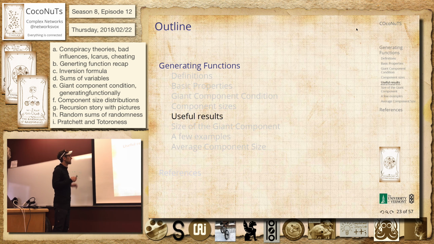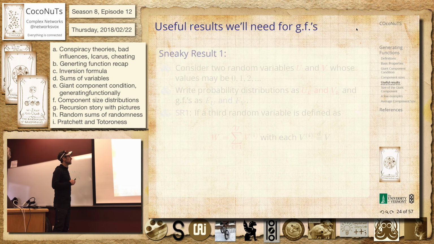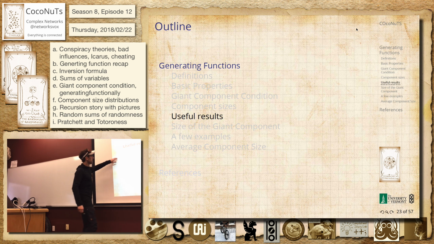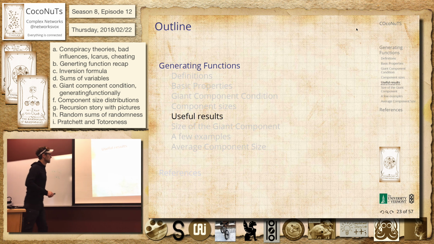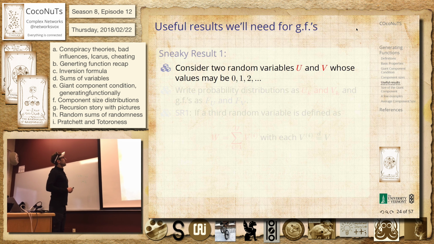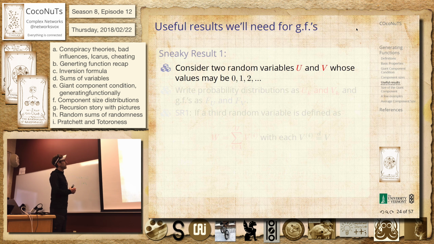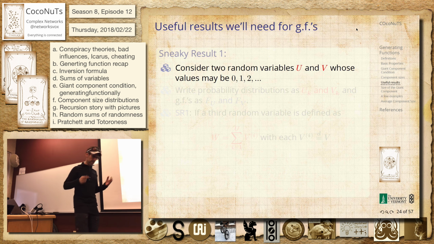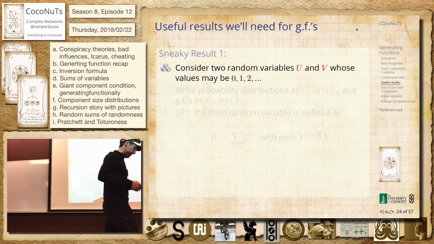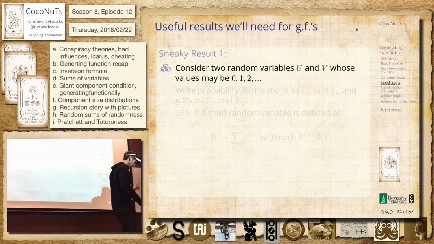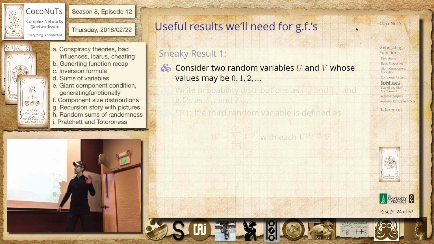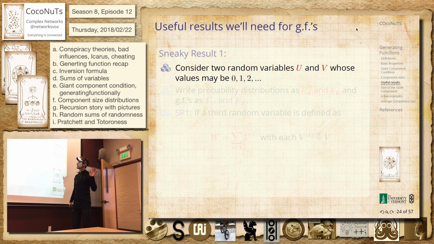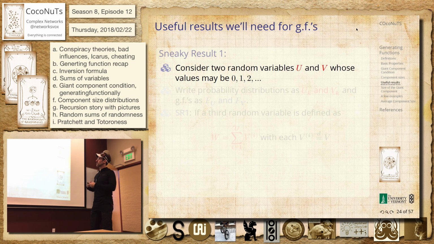So these are really nice. So we're going to set up a couple of useful results, and that may be what we need to do to get us going. Then we'll get to some calculations at the end here. There's a couple of sneaky results, and we had this very basic, powerful one: the sum of two random variables has a generating function that is the product of the generating functions for the individual variables.